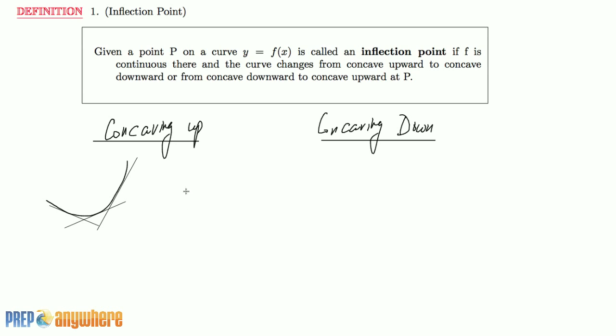So it can be like that, but the graph could also look like this too. So the graph is going down, but still, if I draw a tangent to it, anywhere on this part of the graph is above the tangent.